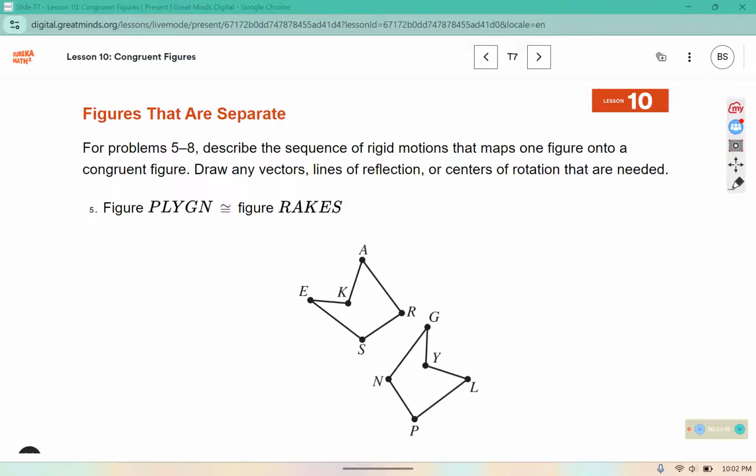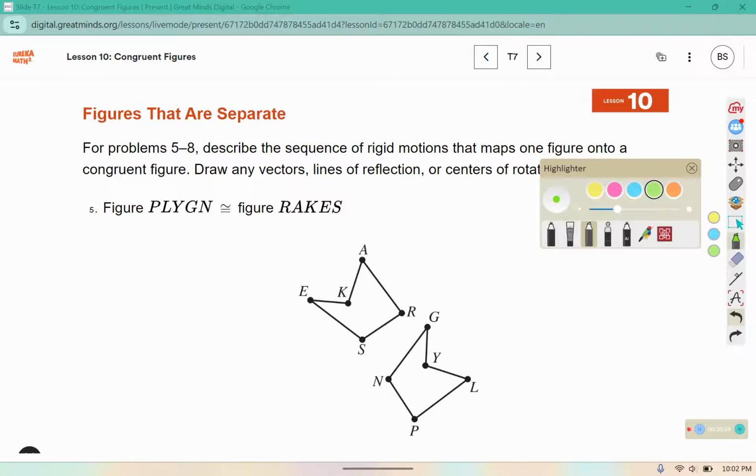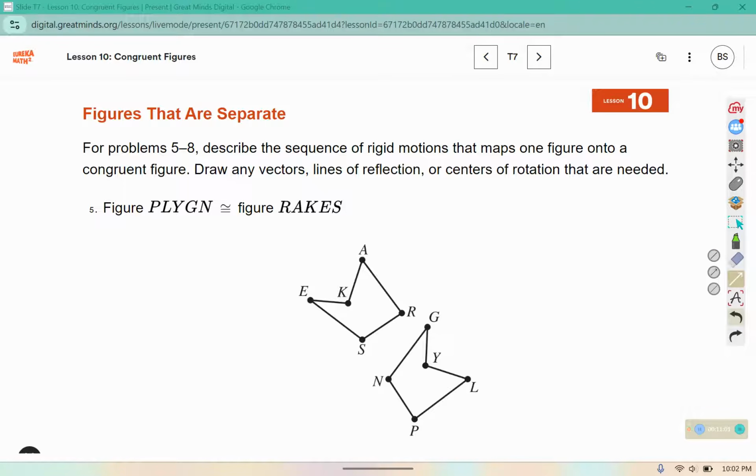For problems 5 through 8, describe the sequence of rigid motions that maps one figure onto a congruent figure. Draw any vectors, lines of reflection, or centers of rotation that are needed. To start, I'm going to try and map one point onto another. That way I know at least one piece of the transformation.